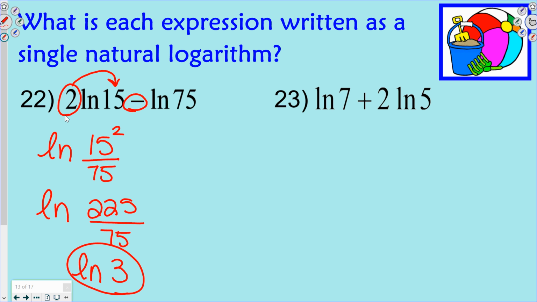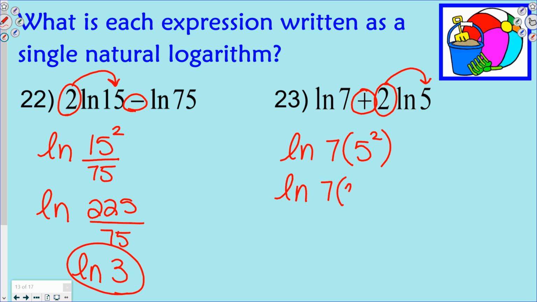All right. So using my properties, if I'm writing it as a single natural log, I write it one time. Okay. So natural log of 7 plus means multiply. There's a number in front of it. There's an exponent there, so 5 squared. Stop there or keep going? Keep going. What's 5 squared? Stop there or keep going? What's 7 times 25? Stop there or keep going? Stop there.